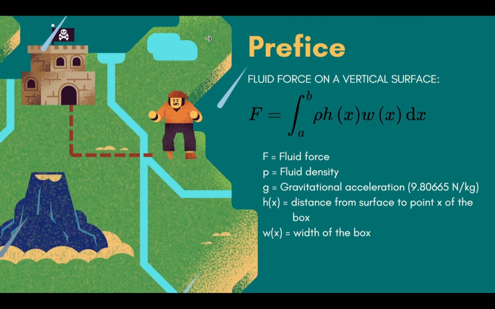The specific equation for fluid force on a vertical surface is F, the fluid force, which is equal to the integral of fluid density times the distance from the surface to point x of the box, which will be explained later, times the width of the box, from point A to B. Using this equation requires a little bit of imagining.